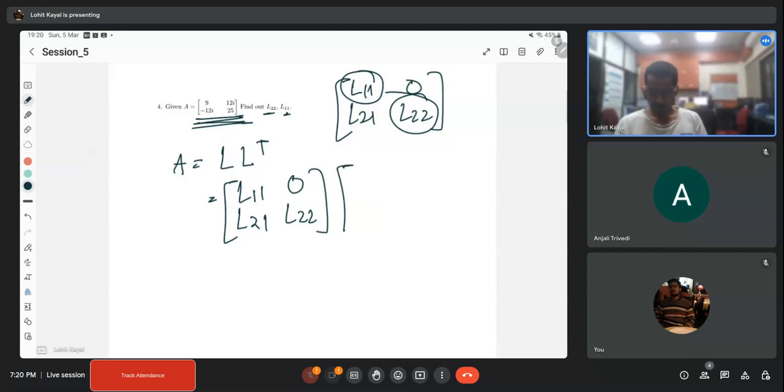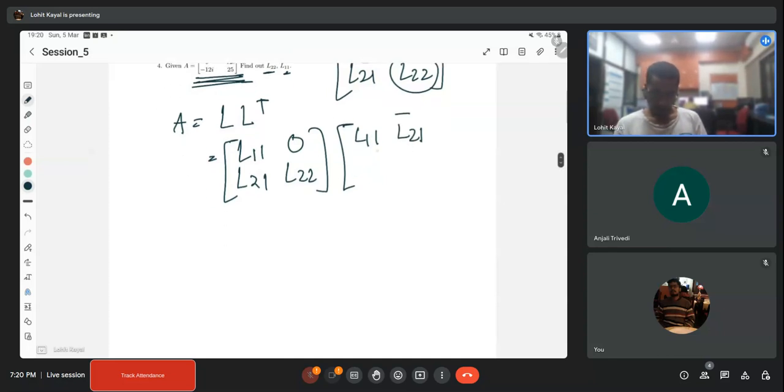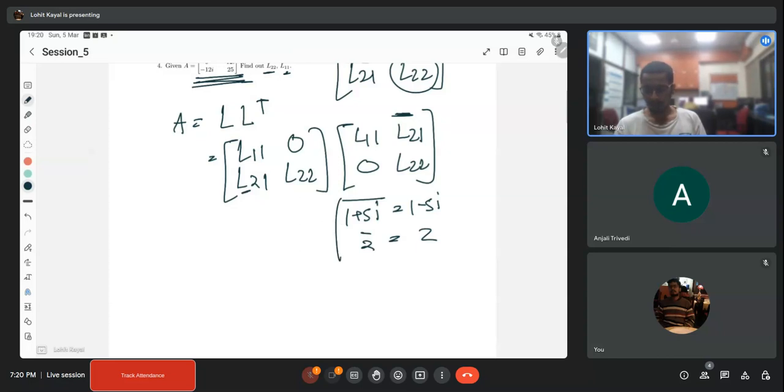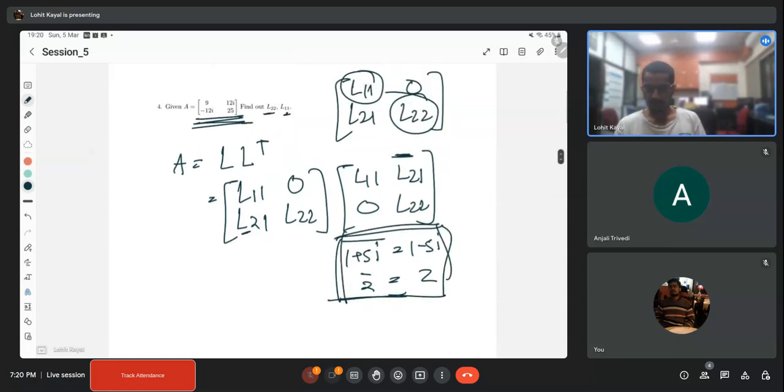So the transpose will be L11 bar, L21 bar, 0, L22 bar, because L21 can be an imaginary number, so I am taking the complex conjugate. If it is a real number, then it's no problem. So 1 plus 5i, its complex conjugate is 1 minus 5i, and the complex conjugate of 2 is 2, the real value. There is no problem in taking the complex conjugate.